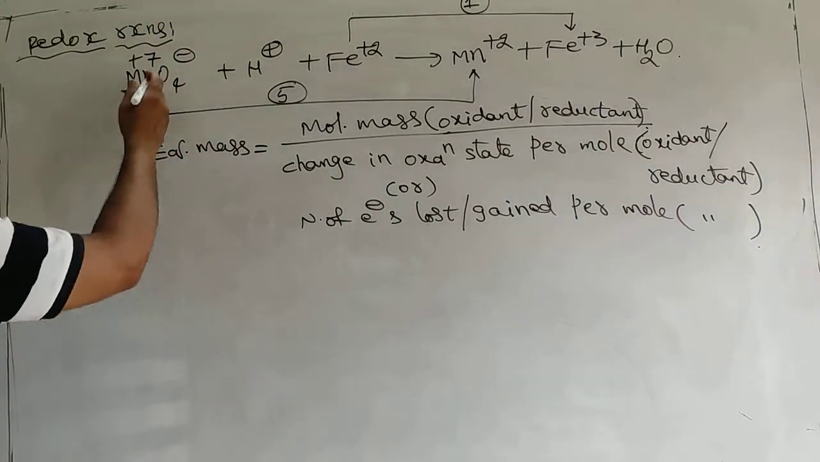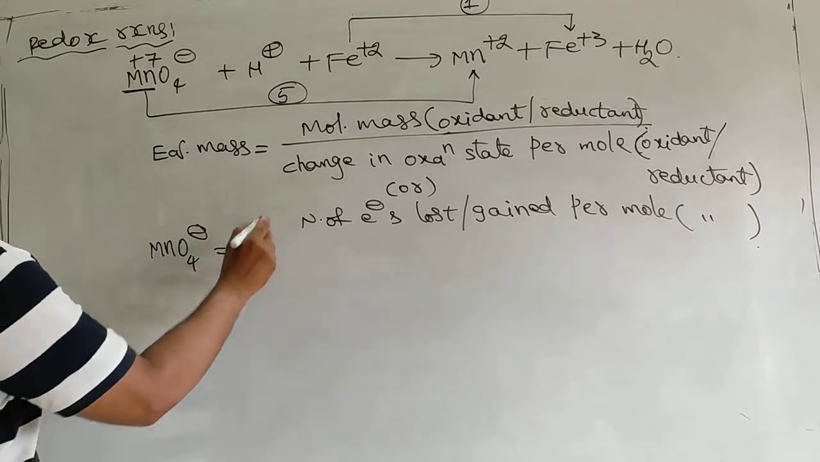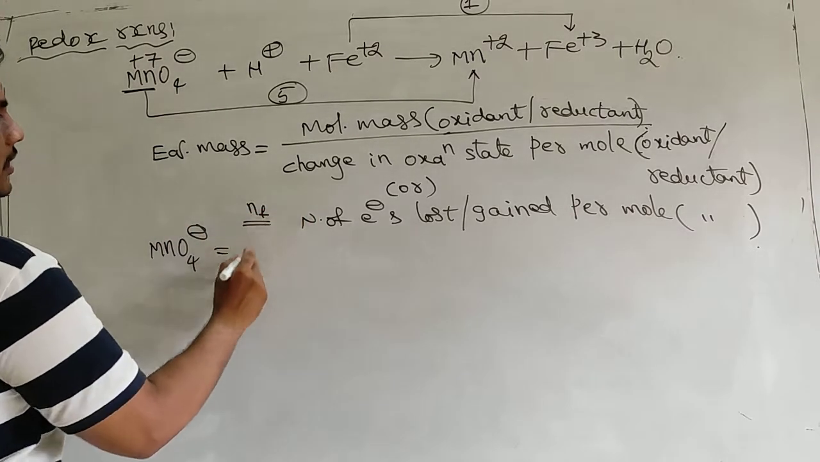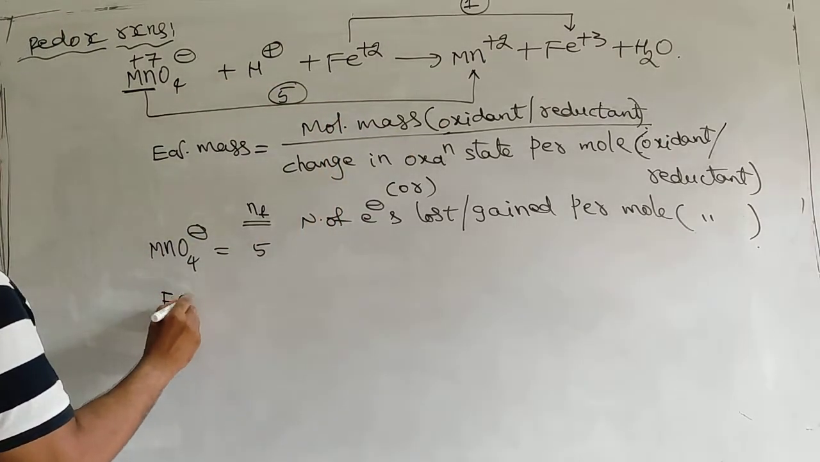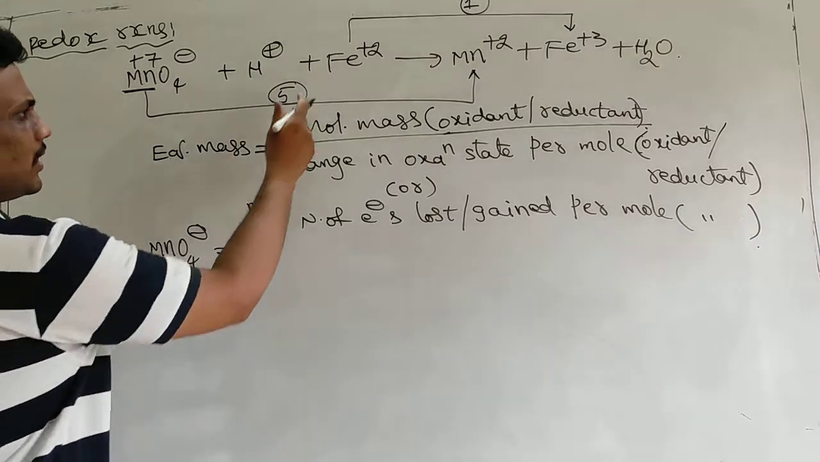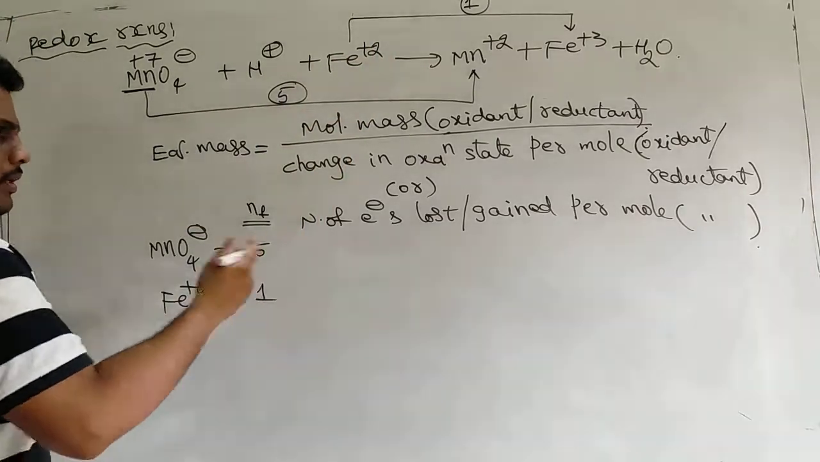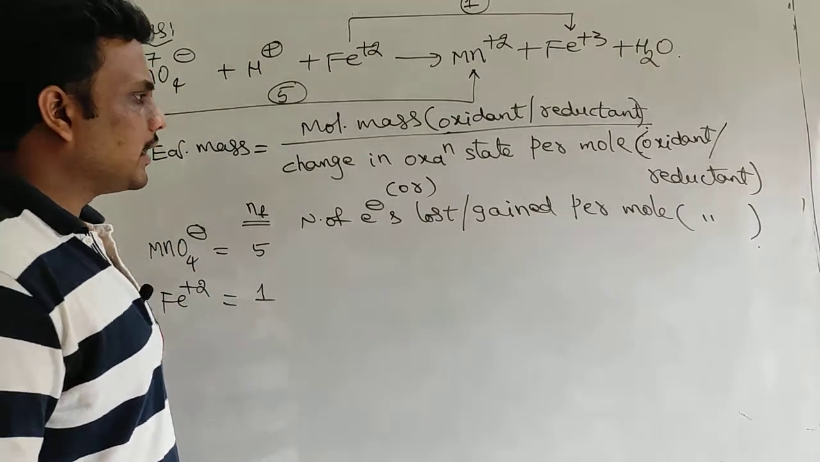change in oxidation state is in fact the N factor. Now what is the N factor of potassium permanganate? What is the change in oxidation state? That is clear. So +7 to +2, 5, right? Yes, 5. And what is for iron +2? Iron, actually in mass you take iron. So the difference is coming 1. The 1 is the N factor. So this is a very easy method.